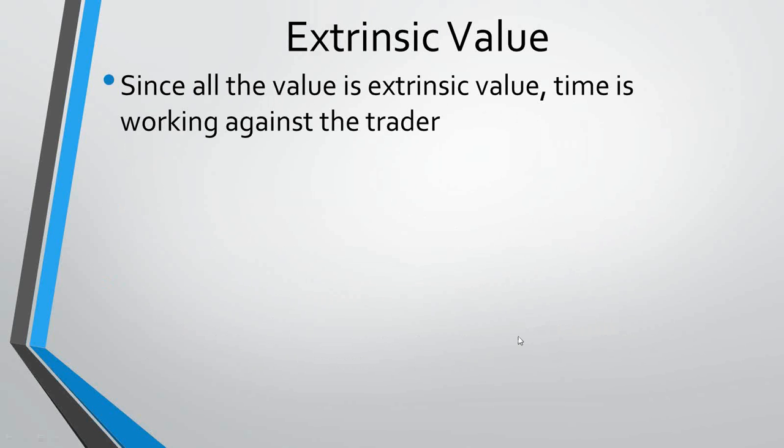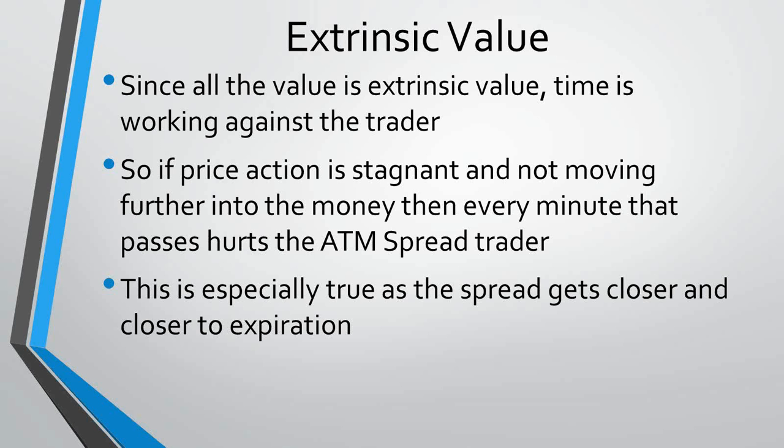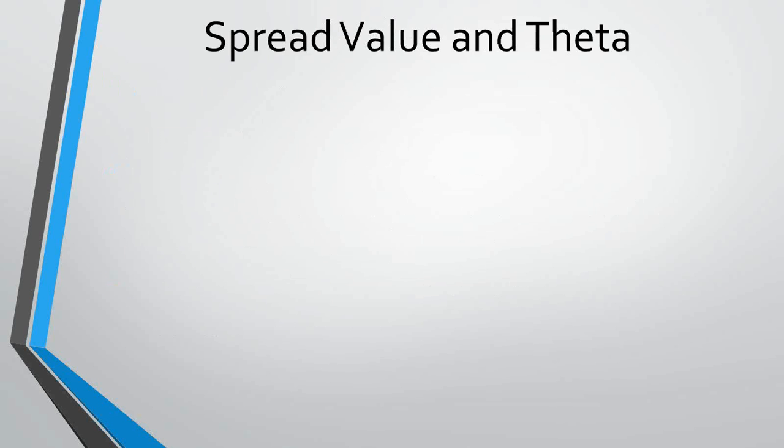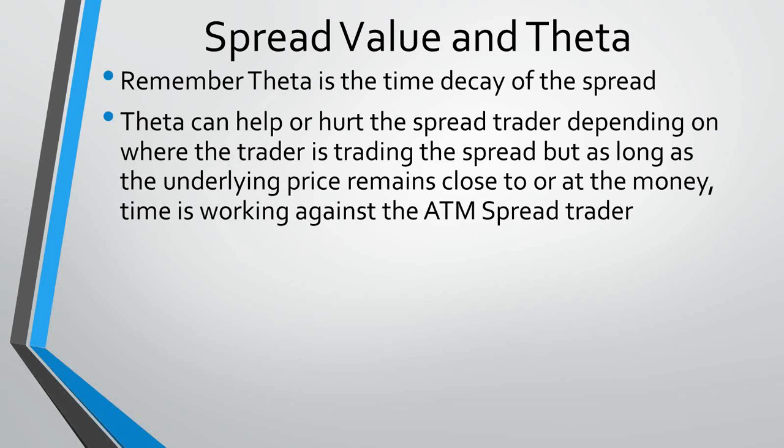Since all the value is extrinsic value, right when we're at the money, time is working against the trader. So if price action is stagnant and not moving further into the money, then every minute that passes hurts the at-the-money spread trader. Time is not your friend. This is especially true as the spread gets closer and closer to expiration. Spread value in theta. Remember, theta is the time decay Greek that Bob mentioned earlier. Theta can help or hurt the spread trader depending on where the trader is trading the spread. But as long as the underlying price remains close to or at the money, time is working against the at-the-money spread trader.